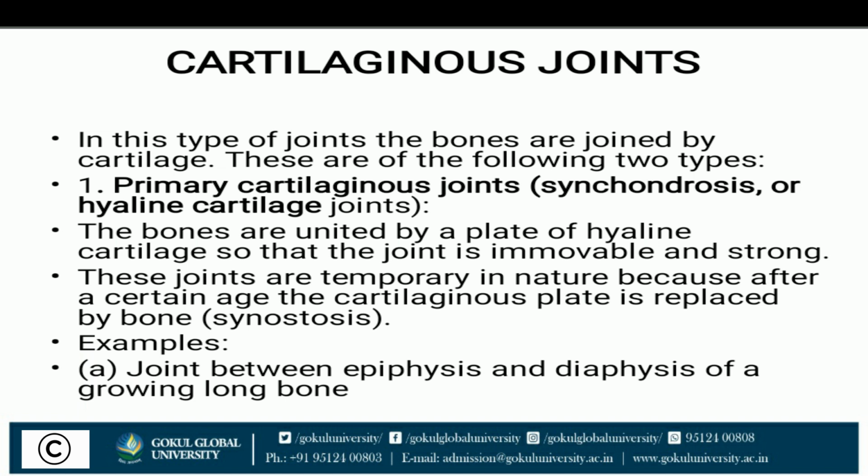Cartilaginous joints. In this type of the joints, the bones are joined by cartilage. These are of following two types: primary cartilaginous joints. The bones are united by plate of hyaline cartilage so that the joint is immovable and strong. These joints are temporary in nature because after certain age the cartilaginous plate is replaced by bone. It is termed as synostosis. Example, joint between epiphysis and diaphysis of growing long bone.